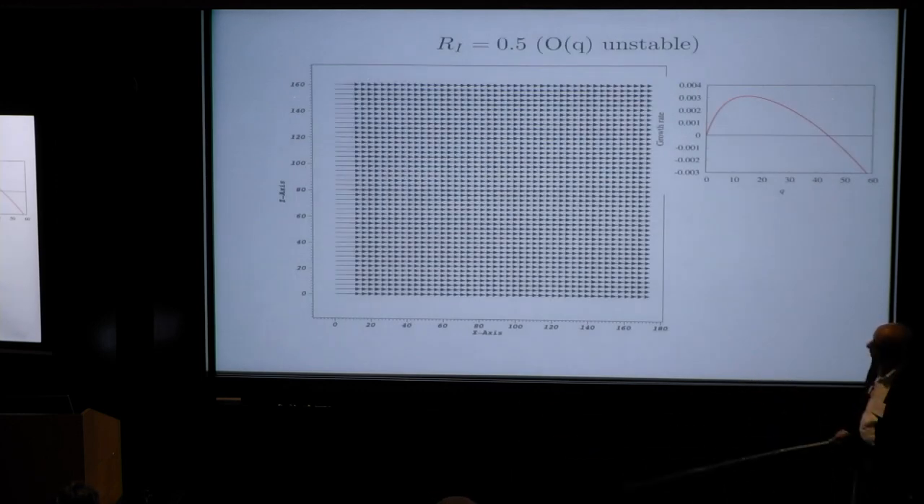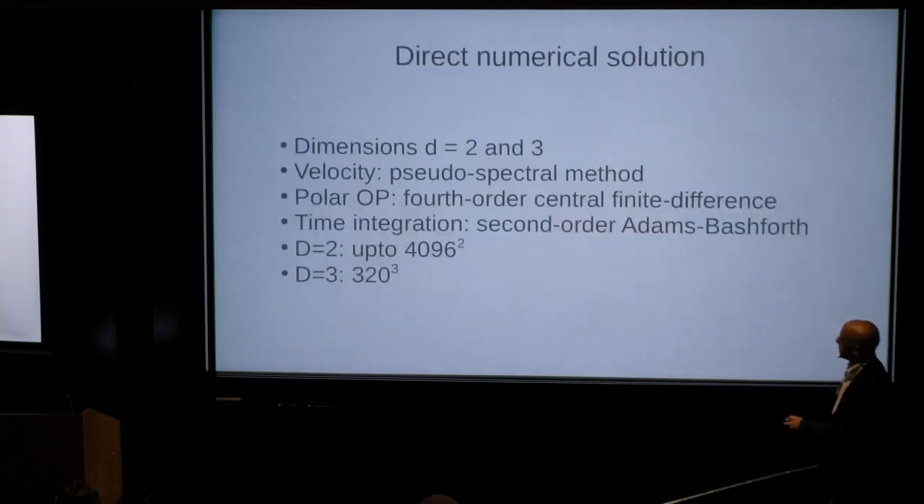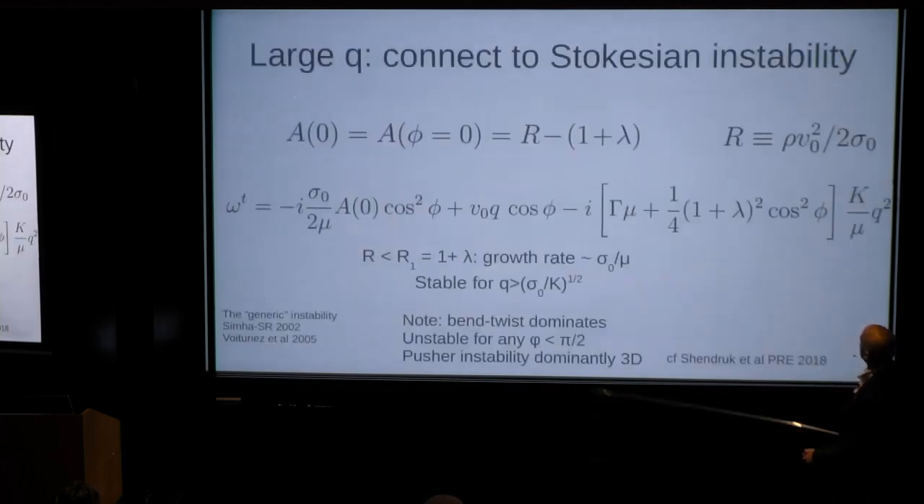Will you remind us what R is again? Yes, absolutely. Okay. So sigma 0 can be thought of as the force dipole density, force dipole strength times mean concentration of active particles. V0 is the self-propulsion speed.